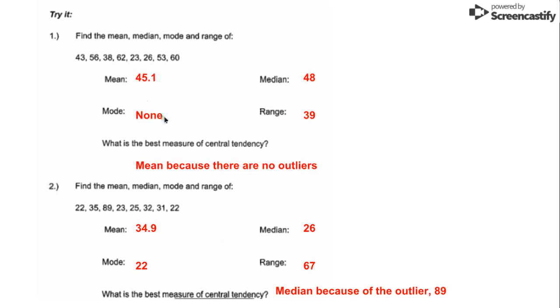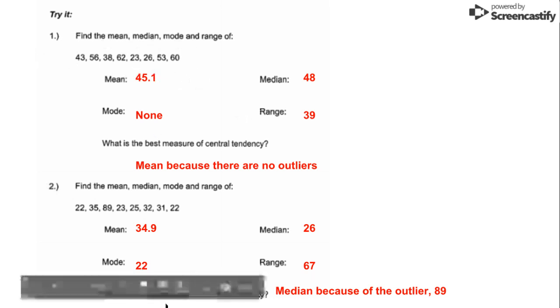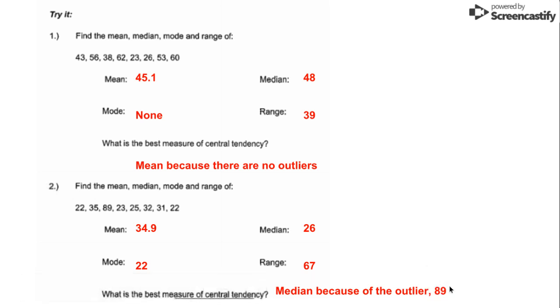Here are the answers. Notice how the first one, I would use the mean as the best measure of central tendency, because if I look at this data set, there's nothing that's much larger or much smaller than the rest of the data. However, for the second one, I would use the median because 89 is much larger than the rest of the data values. Please make sure you have all the answers correct before stopping the video.